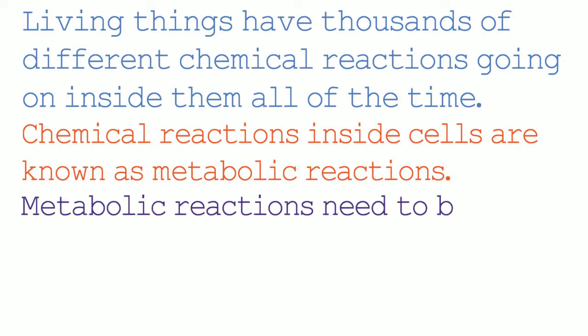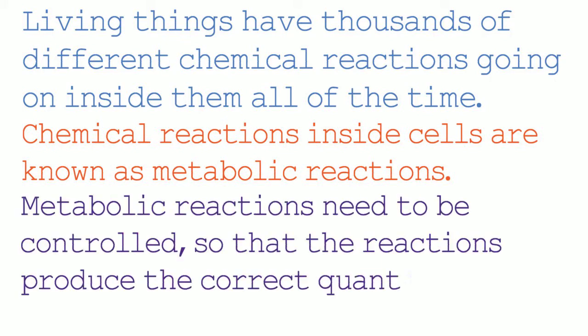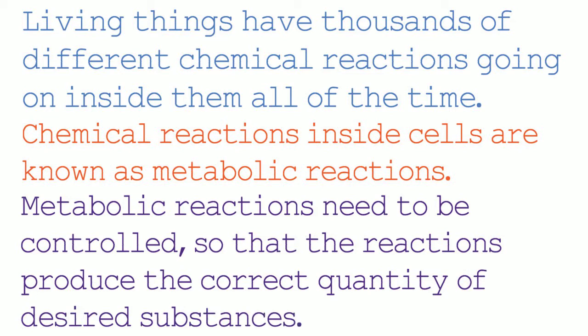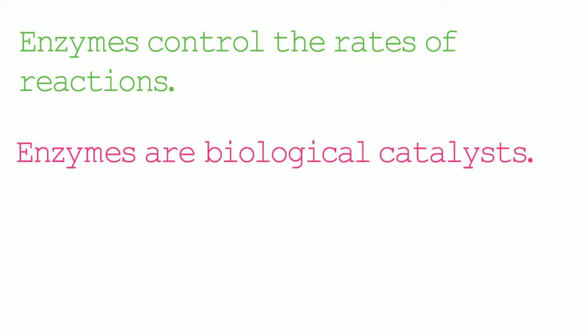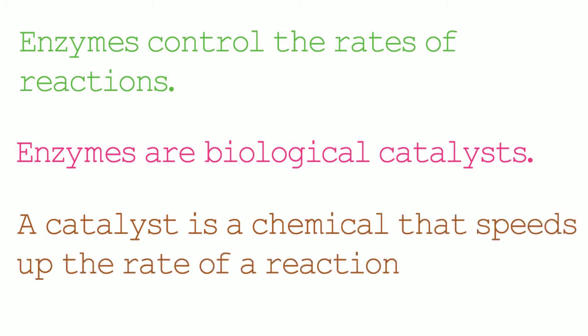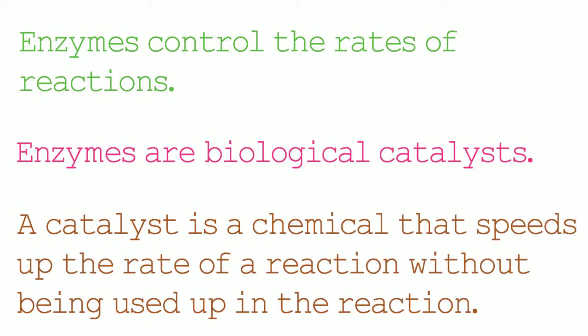Metabolic reactions need to be controlled. This is so that the reactions produce the correct quantity of the desired substances. Enzymes control the rates of reactions and they are biological catalysts. A catalyst is a chemical that speeds up the rate of a reaction without being used up in the reaction. As the catalyst is not used up in the reaction, it is available after the reaction to catalyze more reactions.